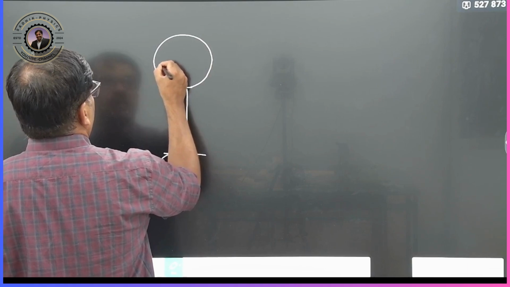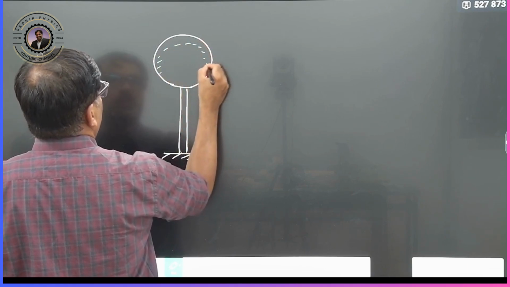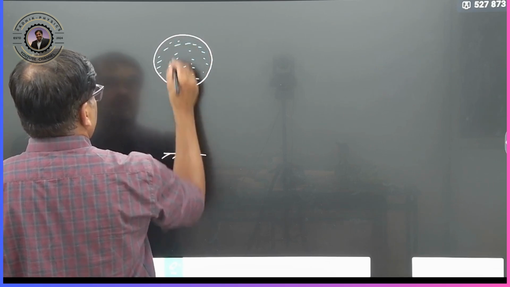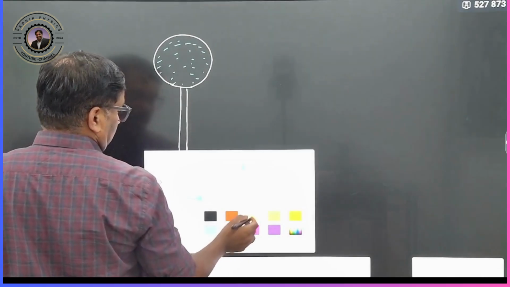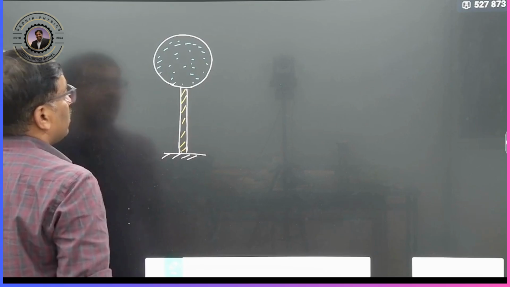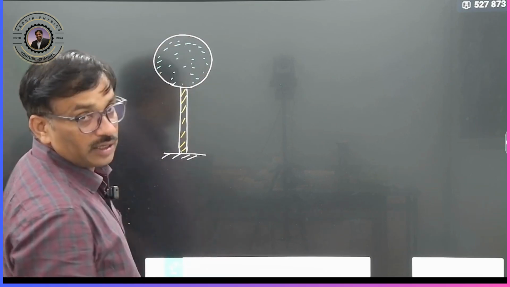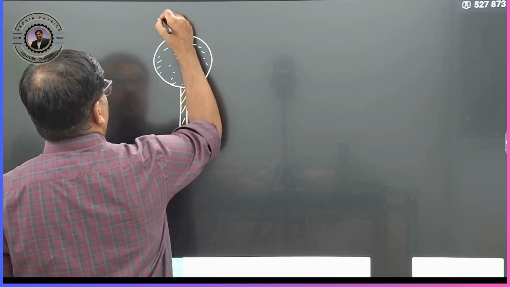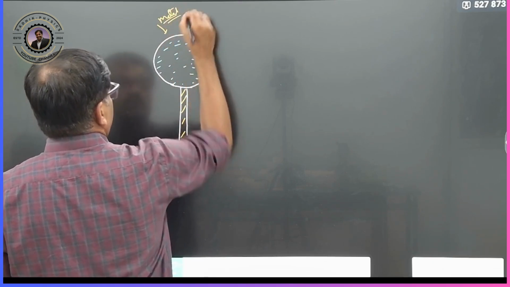Suppose negative charges are there. Negative charges mean a large number of electrons are added to this. This is your insulating stand. Insulating stand means charges will not be able to flow through it to the ground. So it is a charged body. Clear? This must be a metal conductor.